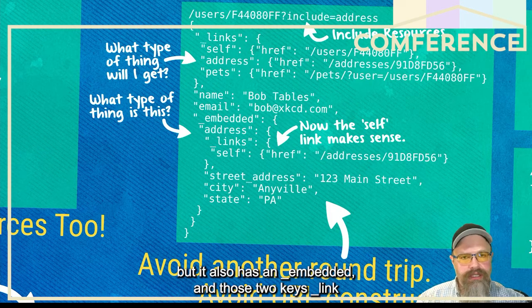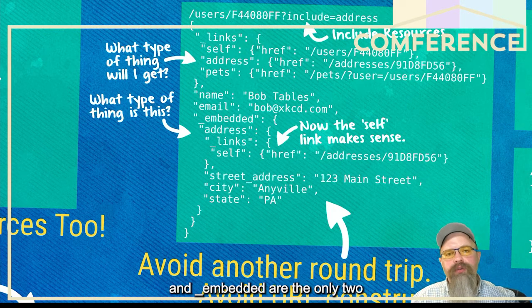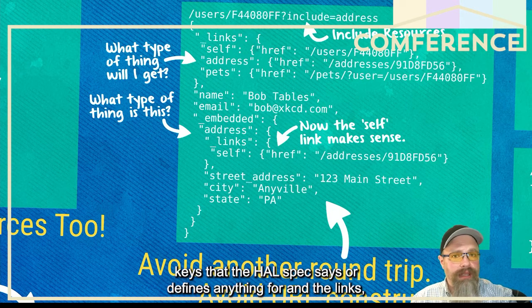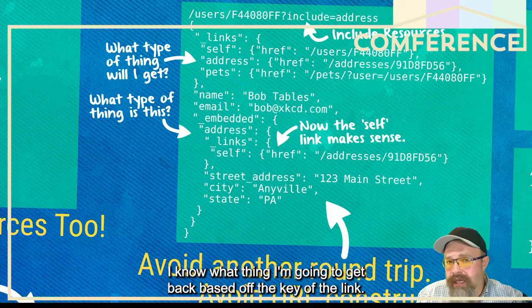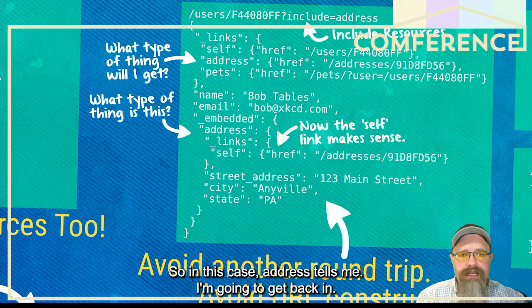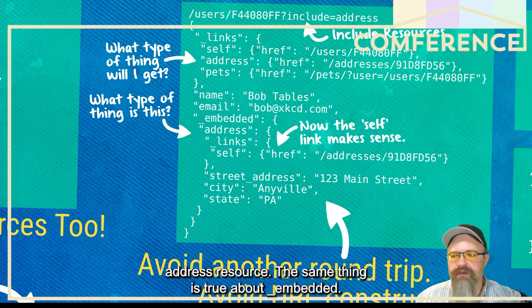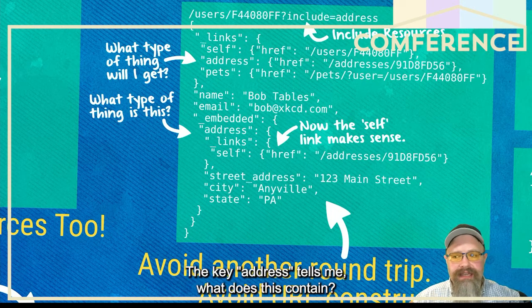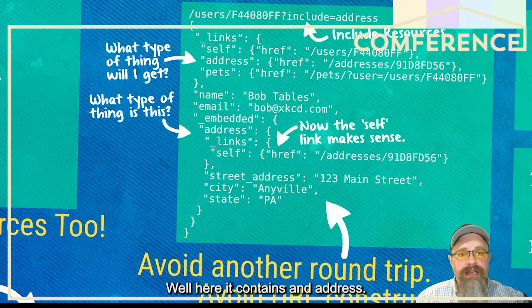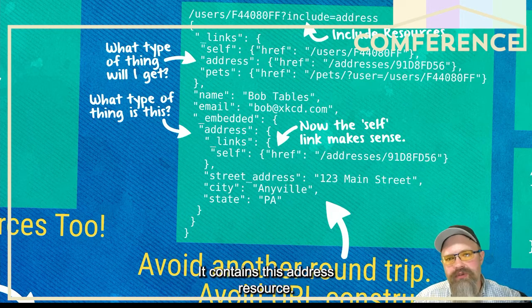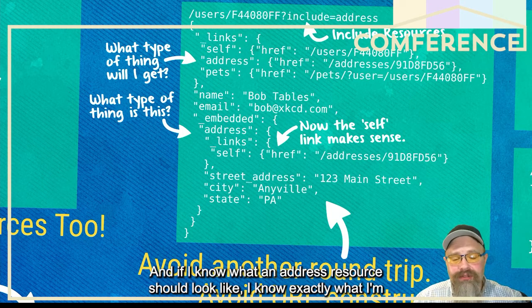And those two keys, _links and _embedded, are the only two keys that the HAL spec defines anything for. In the links, I know what thing I'm going to get back based off the key of the link. So in this case, address tells me I'm going to get back an address resource. The same thing is true about _embedded. The key address tells me, well, what does this contain? Here it contains this address resource. And if I know what an address resource should look like, I know exactly what I'm going to find here.